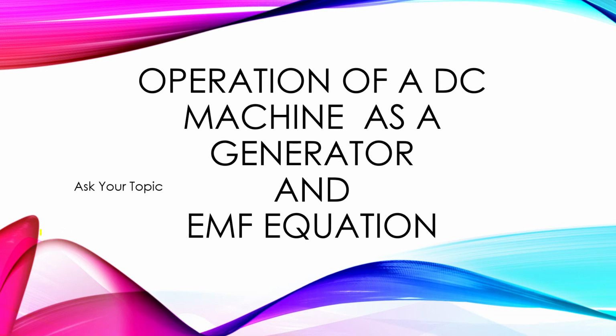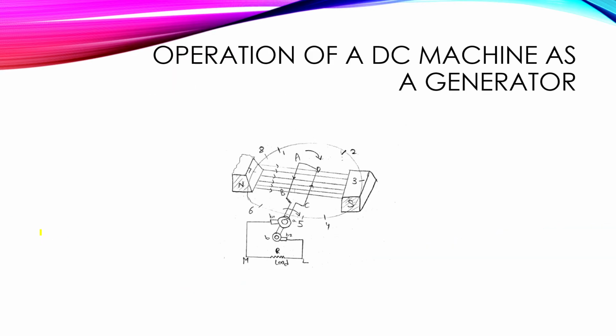Hi, today's topic is operation of a DC machine as a generator and also the EMF equation. So now I am showing the basic circuit operation of a DC machine which acts as a generator. Here you can see there is a coil ABCD which is moving between the parallel axis magnetic field between two poles N and S.